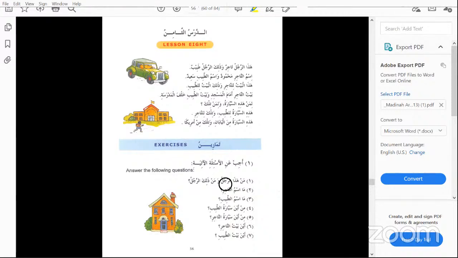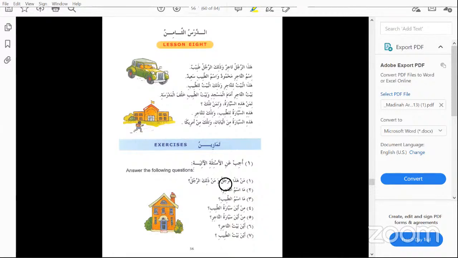Number 8, please. Okay, هذا الرجل تاجري وذلك الرجل طبيبي. Tabibun. طبيب. This man is a merchant and that man is a doctor. One second.